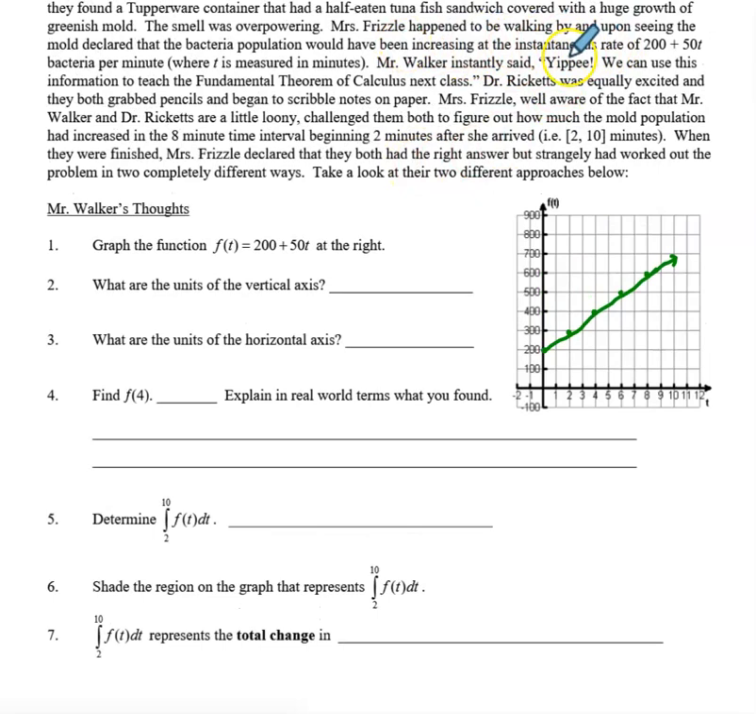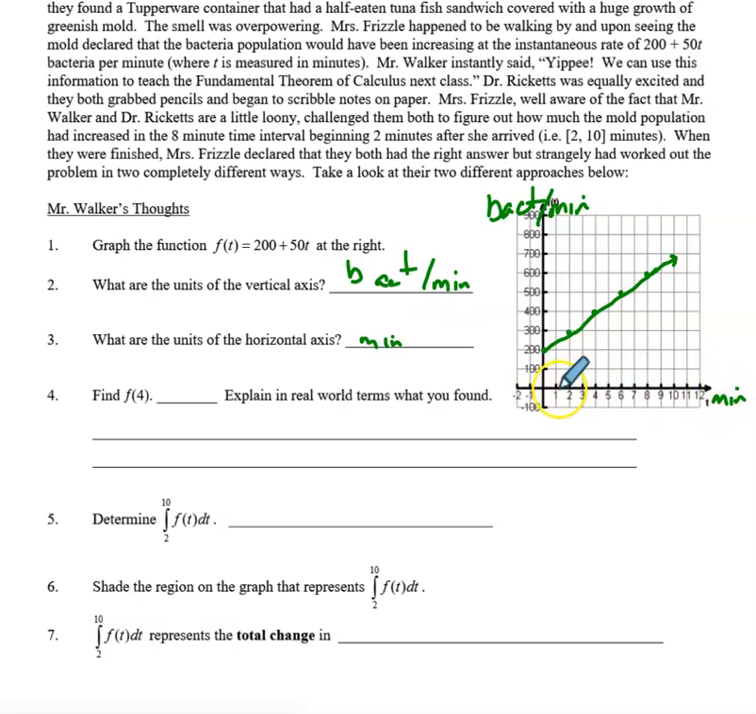Mrs. Frizzle said that we have an instantaneous rate of 200 plus 50t bacteria per minute. So we're going to go with bacteria per minute on this y-axis here. Now on the x-axis, the horizontal axis, we are going to have time, and that is going to be in minutes.